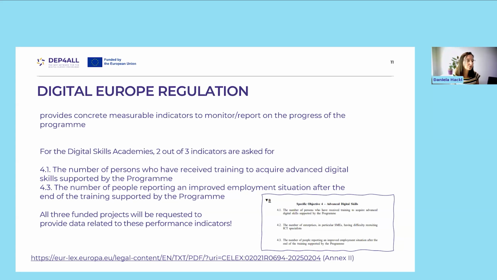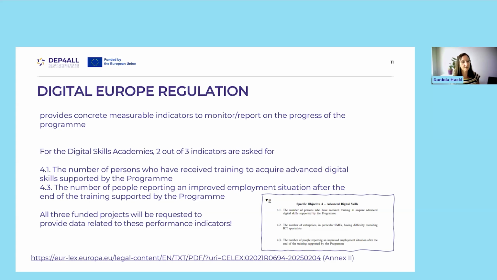So it's basically two indicators that you are asked to consider and to provide data for, which is the number of persons who have participated in your trainings. And secondly, the number of people who really have improved their employment situation after having participated in a training funded under the Digital Europe program, or specifically funded under a program that you designed and implemented in your Digital Skills Academy. So keep this in mind.